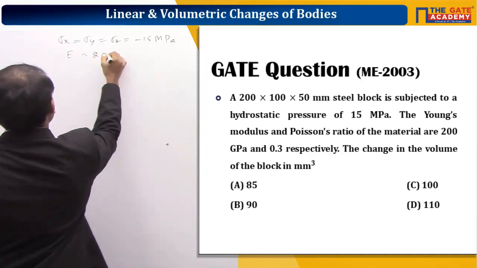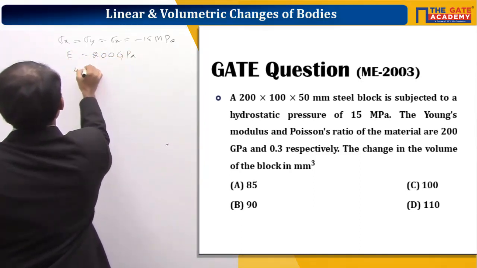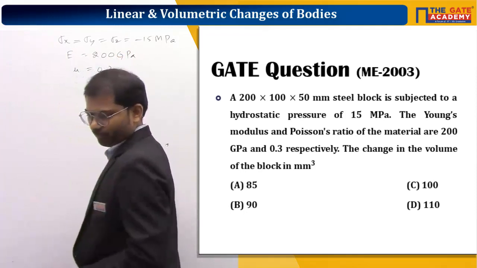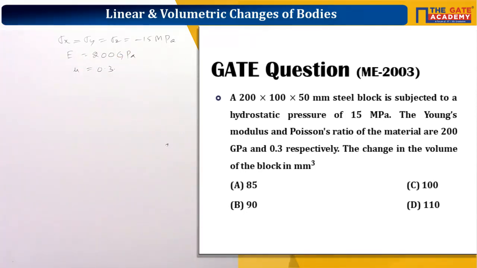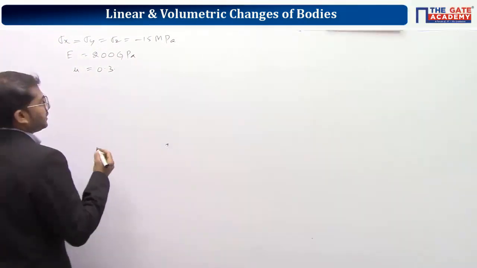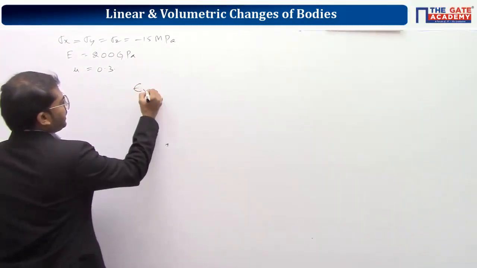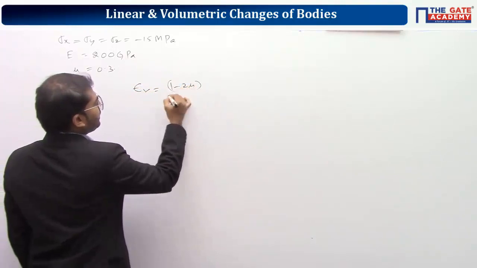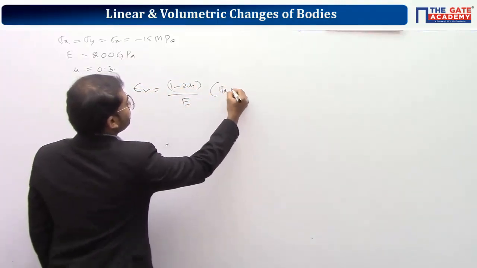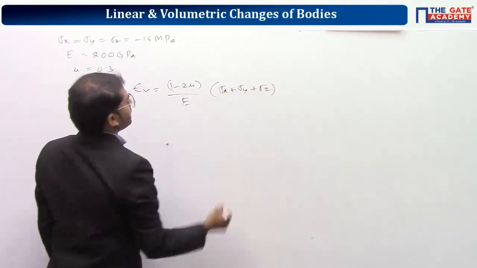Young's modulus is 200 gigapascal. Poisson ratio is equal to 0.3. We need the change in volume of the block in millimeter cube. So we have the formula for volumetric strain as (1 minus 2 mu) by E, whole into (sigma x plus sigma y plus sigma z).